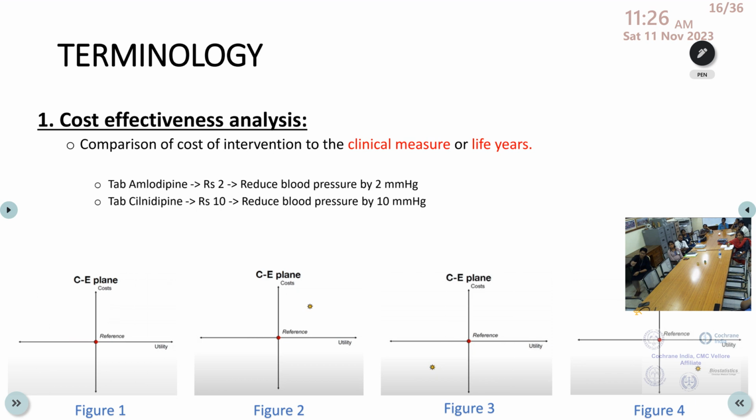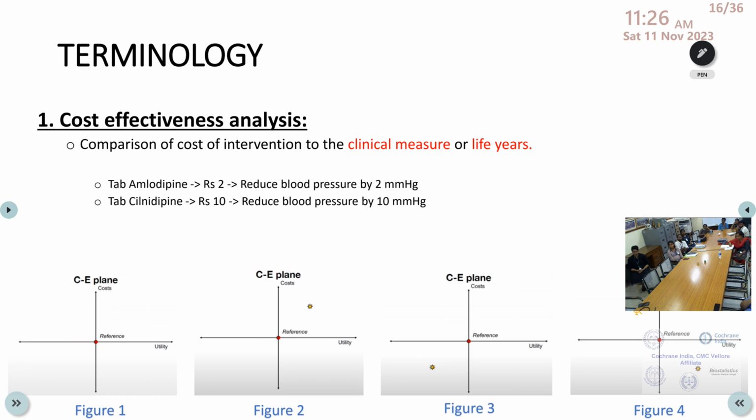So you're saying if it's like something like figure 4, you don't need it? So if it's figure 4 or the dot is here, you would not need it. Because figure 4 is obviously better than the previous one, so you would want to do it. And this one is obviously worse, it's costlier and less utility, so there's no point in the ICER.